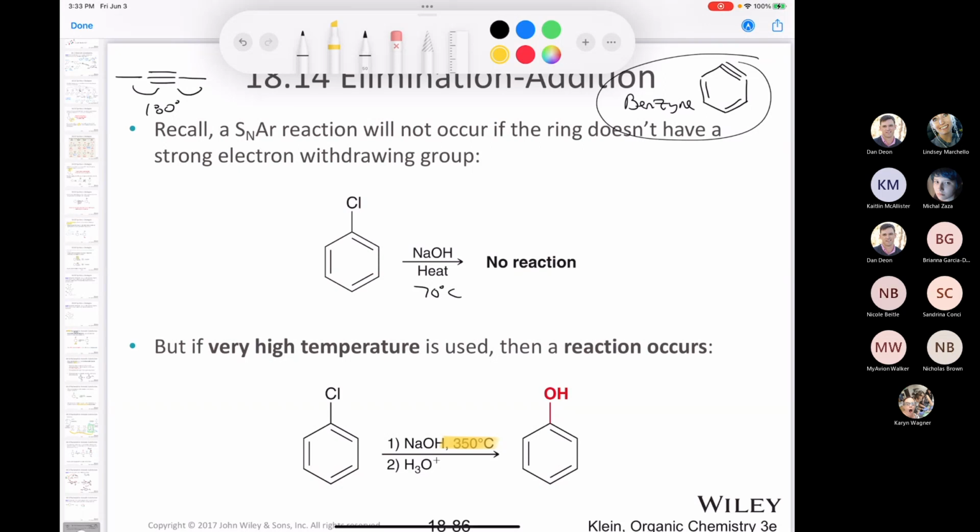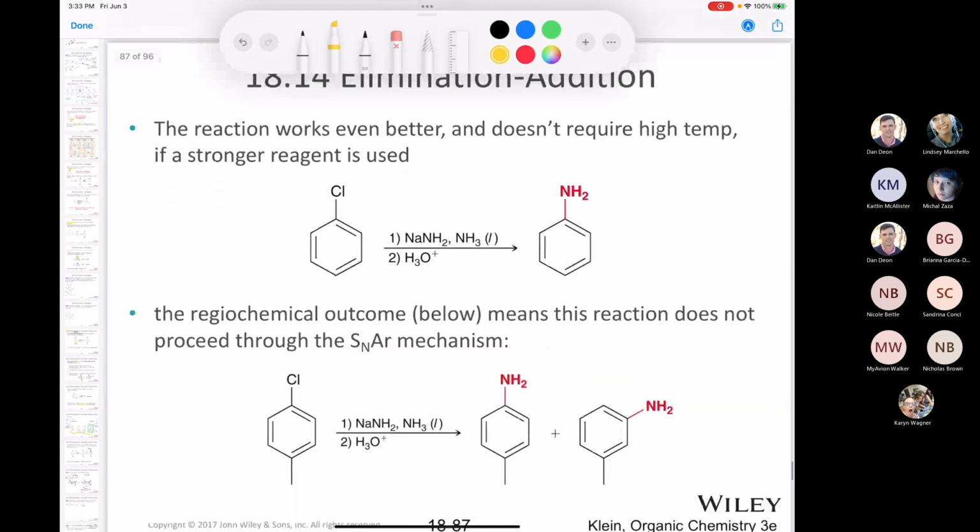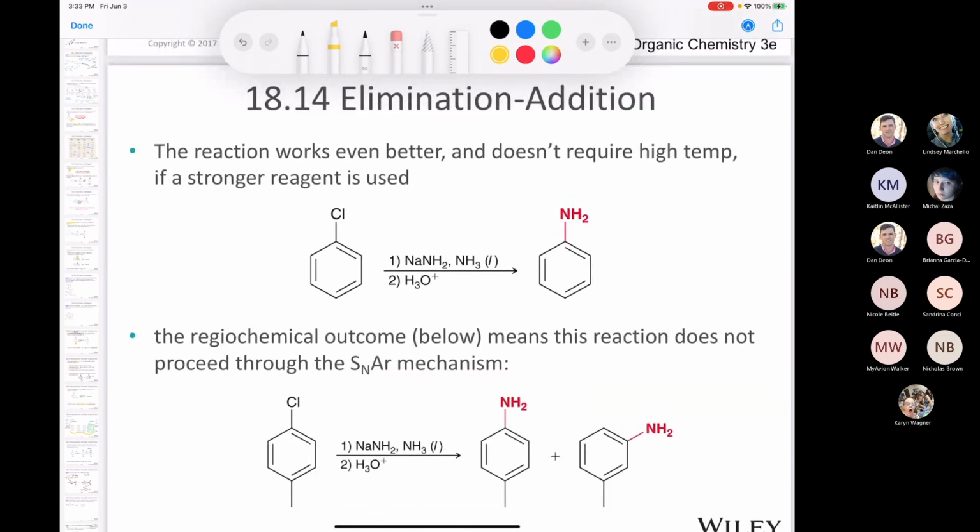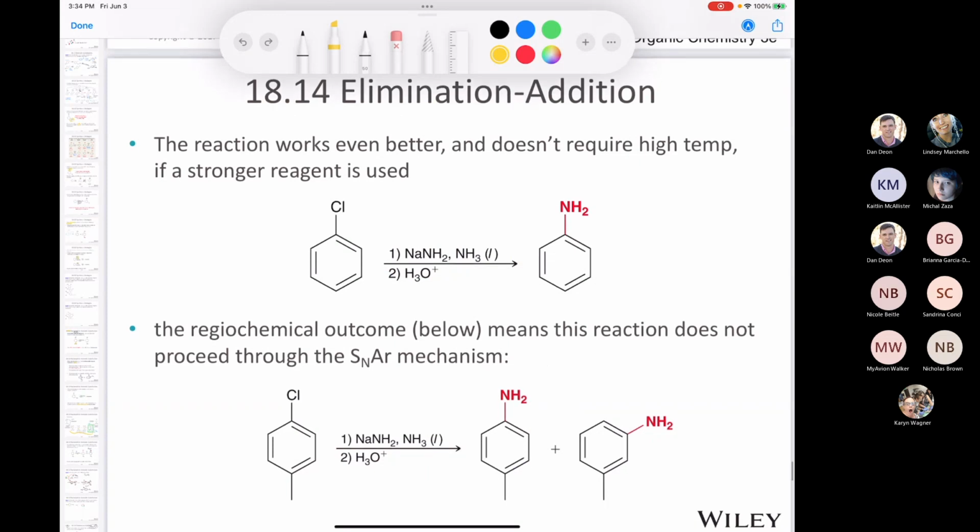And when chemists first discovered this reaction, they were actually kind of confused about it. They said, well, how the heck does this happen? And so what they did is some really interesting chemistry. They tried another reaction where they took chlorobenzene and treated it with sodium amide, ammonia, followed by an acidic workup. And they found out that they got aniline. So they were also confused about that.